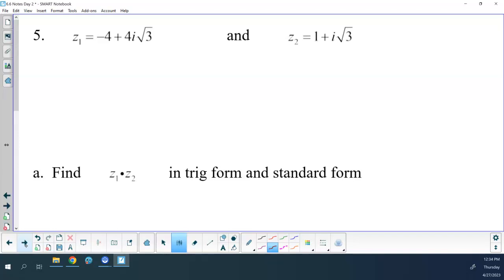These two, now, same thing. I want you to find me z sub 1 times z sub 2. I want you to find me z sub 1 divided by z sub 2. Okay? But now you got to convert. So you first got to put them in trig form first. Go for it.